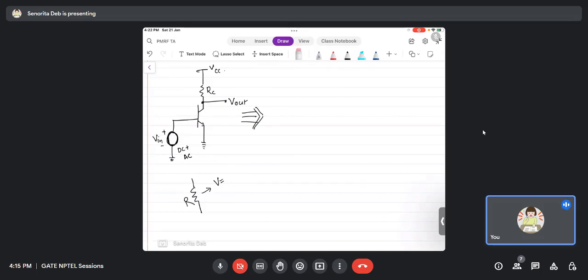Now how will the BJT behave? I know the physics of BJT, but when I solve the circuit, will I keep thinking about the entire physics? No. I should have an equivalent model that will tell me how the BJT behaves, a mathematical model. And that is why small signal models are used.